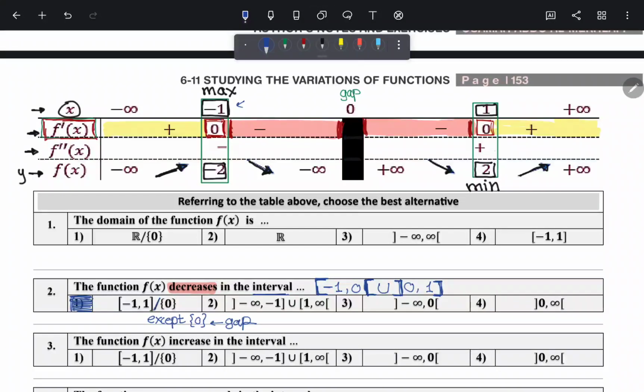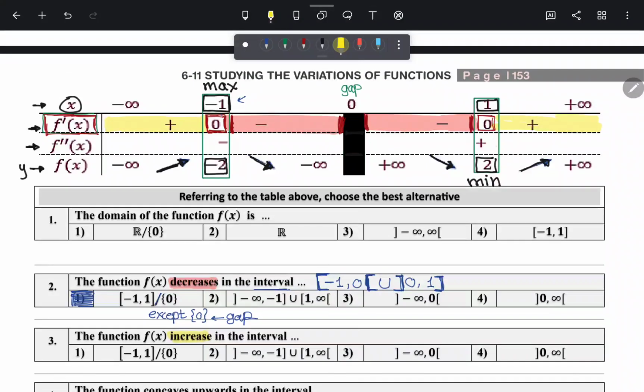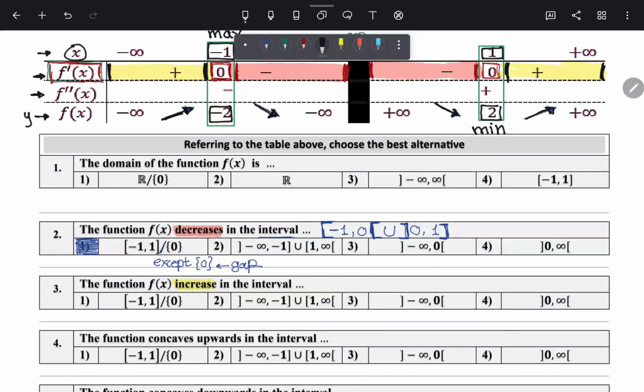Okay. If it is increase, let's see. The second question says the function f of x increases in the interval. We go back to it. So, where does the function increase? It starts increasing here up to here. That's an increase interval. From negative infinity to negative 1. And then another time from 1 to positive infinity. So this is the choice. From negative infinity to negative 1, and union from 1, yes, because there are two intervals, from 1 to positive infinity.